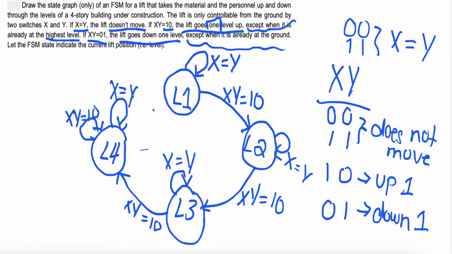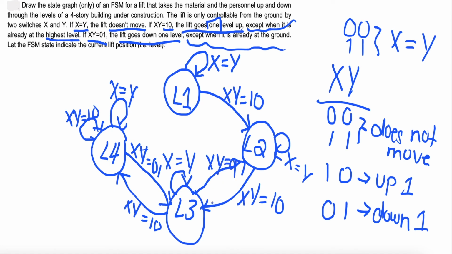Now, what happens if xy is equal to 0, 1? The lift goes down one level, except when it is already at the ground. So let's start from the top level, right? So at level 4, we know that if xy is equal to 0, 1, the lift goes down one level. So from level 4 to level 3, we go down one level. So we have xy is equal to 0, 1. From level 3 to level 2, we go down one level when xy is equal to 0, 1.